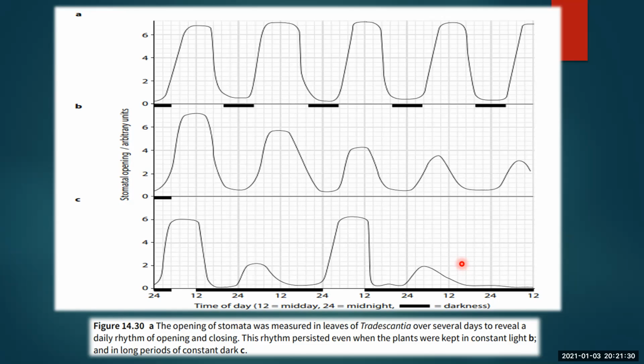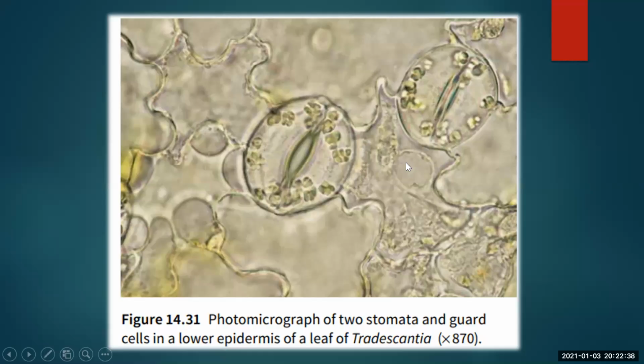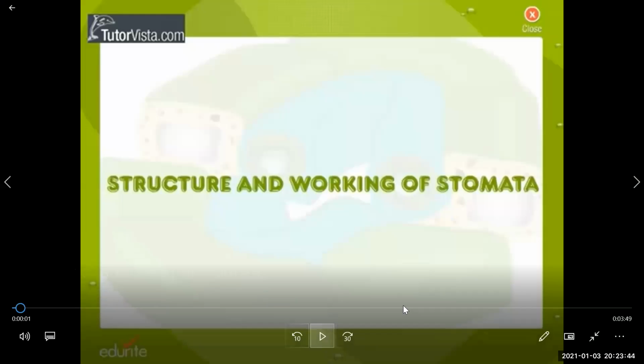So the rhythm stays. This is a picture from your book, a photomicrograph of two stomata and guard cells. You can see this is one guard cell, this is another guard cell. Here the stoma is open, here it is closed, right? So you can see the difference. Then you can see chloroplasts here as well, right? Okay, so let's watch a video about the structure and working of stomata, and then we'll continue after that.